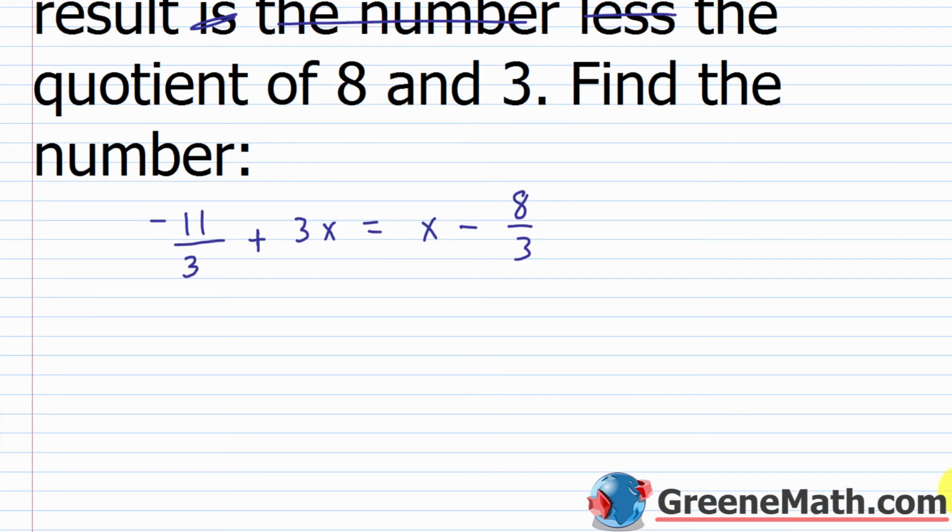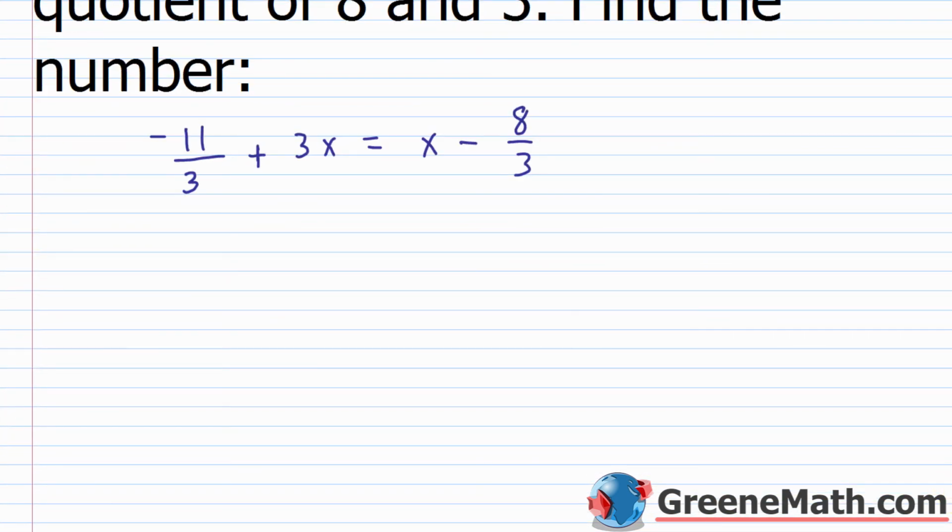So let's scroll down a little bit. And I'm going to multiply both sides of the equation by 3, just so that I don't have a denominator involved. 3 times negative 11 thirds is negative 11, plus 3 times 3x is 9x. This equals 3 times x, that's 3x, minus 3 times 8 thirds would be 8.